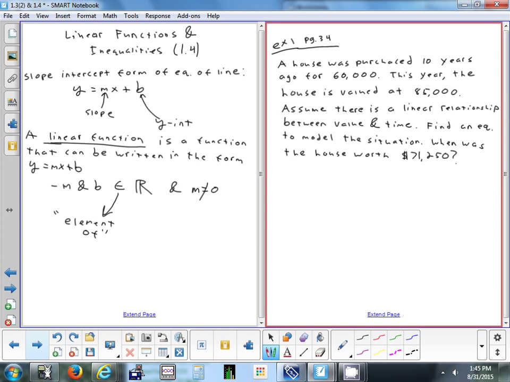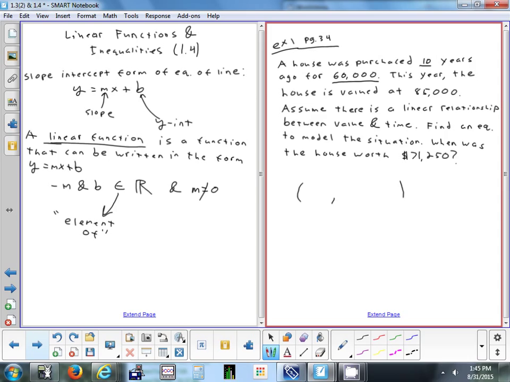Okay, so this problem, it gives you some data, and it basically wants you to find a line that would model this situation. A house was purchased 10 years ago for $60,000. Now it's worth $85,000. Assume that the value of the house has gone up linearly. Find an equation that models this data. Well, these points, or these values, are kind of like an ordered pair.